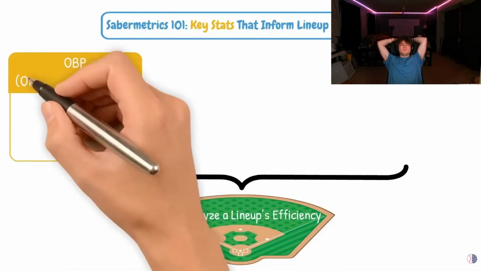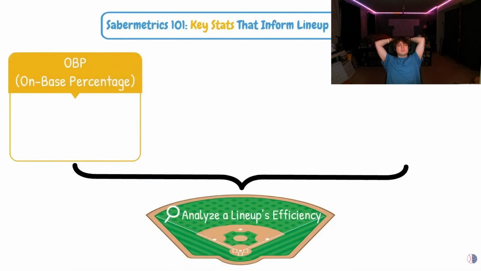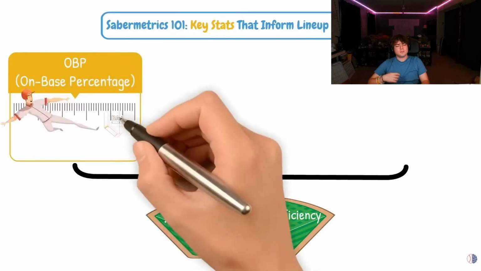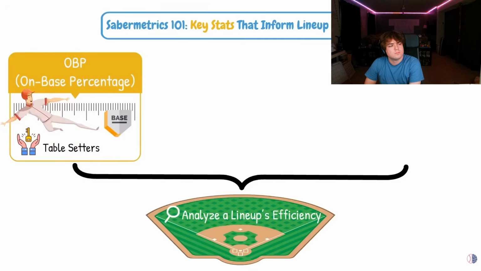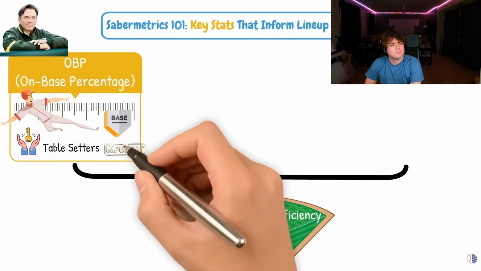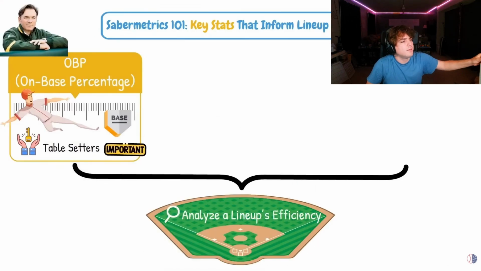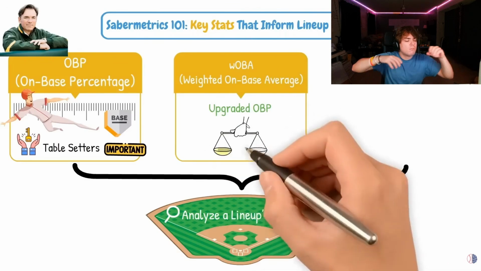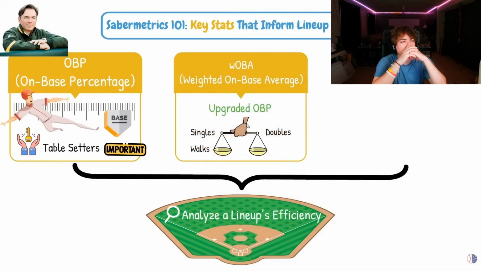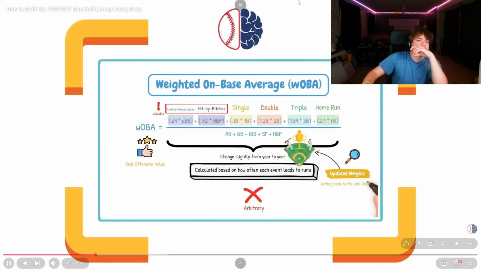First, we have on-base percentage, a pretty simple calculation that measures how often a player gets on base. Key for your table setters. You can thank the Moneyball era for helping shed the importance on this stat for lineup optimization. Then, we can utilize a stat like wOBA. Think of it as an upgraded OBP. It gives proper weights to walks, singles, doubles, and home runs. And if you're unfamiliar with this stat, check out our video on that subject on screen now.